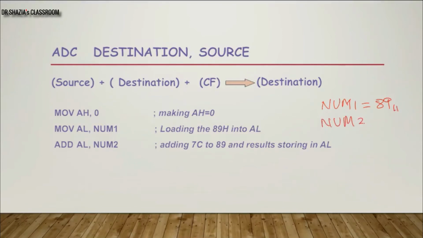Num2 is initialized or declared as data 7Ch. So when we write ADD AL, num2, it adds 89h with 7Ch, and the result will be stored in the AL register. While adding these two, is there any end-around carry generated? When we add these two numbers, 9 plus C will be 15 in hexadecimal. So I'm writing 5 here and carry as 1.